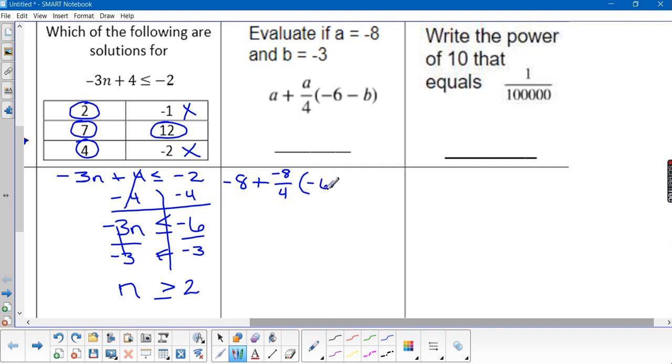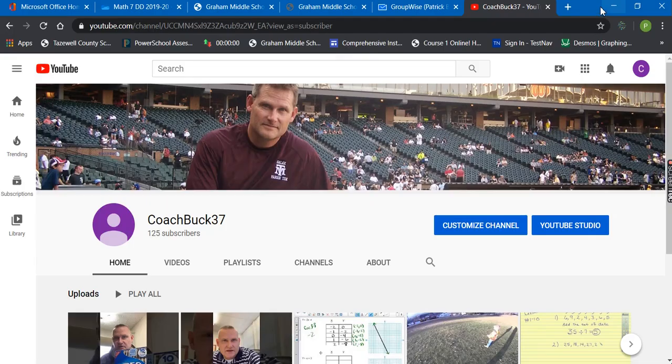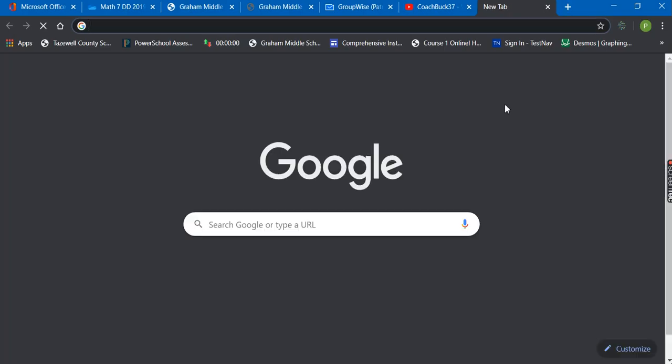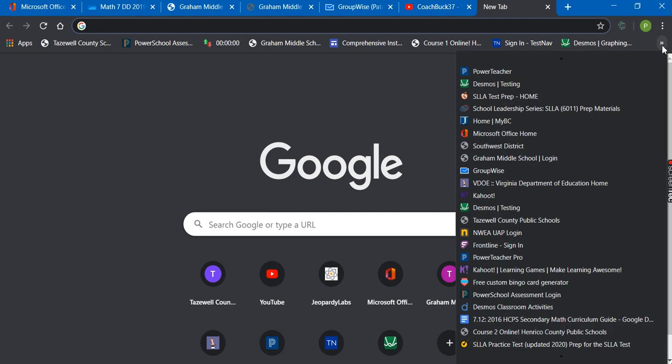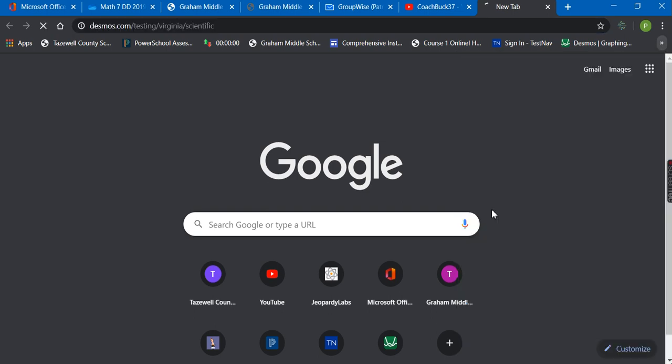Parentheses. -6 minus, now look, B's right here, but B's got a negative, so you got to be careful. -3, I'm just going to throw an extra set of parentheses on that so I can keep my negatives and subtraction signs separated. And I'm going to leave it just like that. Give me just a second, I got to pull Desmos up. Desmos graphing, I don't need that one. I need the testing one. Right there it is.